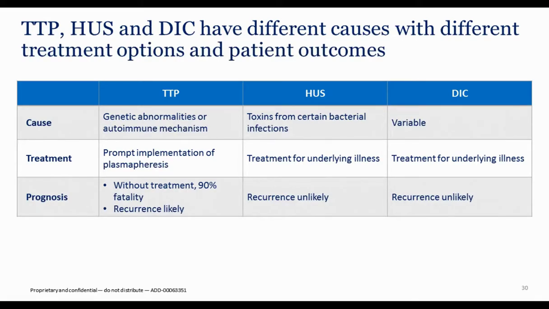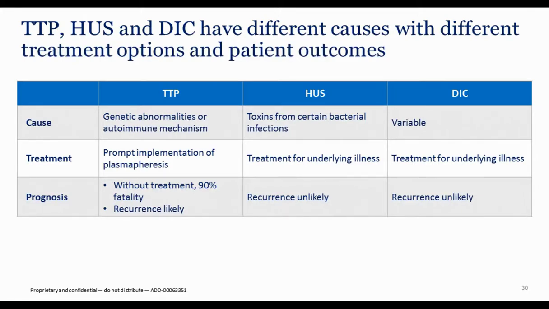Now, TTP can occur as a congenital disorder, as I mentioned, and HUS is generally an acquired disorder. On this slide, we have another TMA that's similar to TTP, and that would be HUS. In addition, I have a column here for DIC because we're going to see that some of our results may look similar between all three of these.